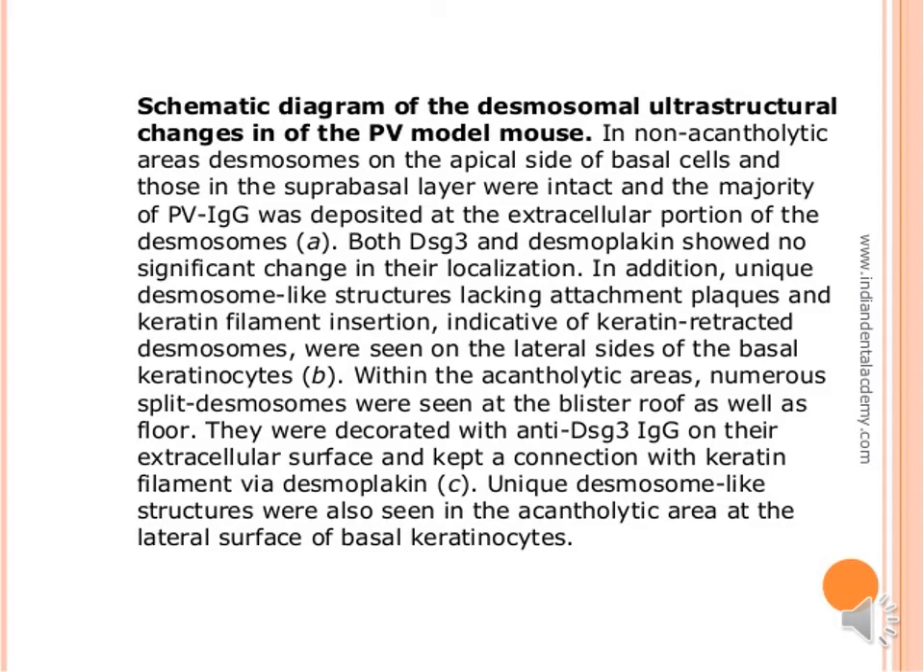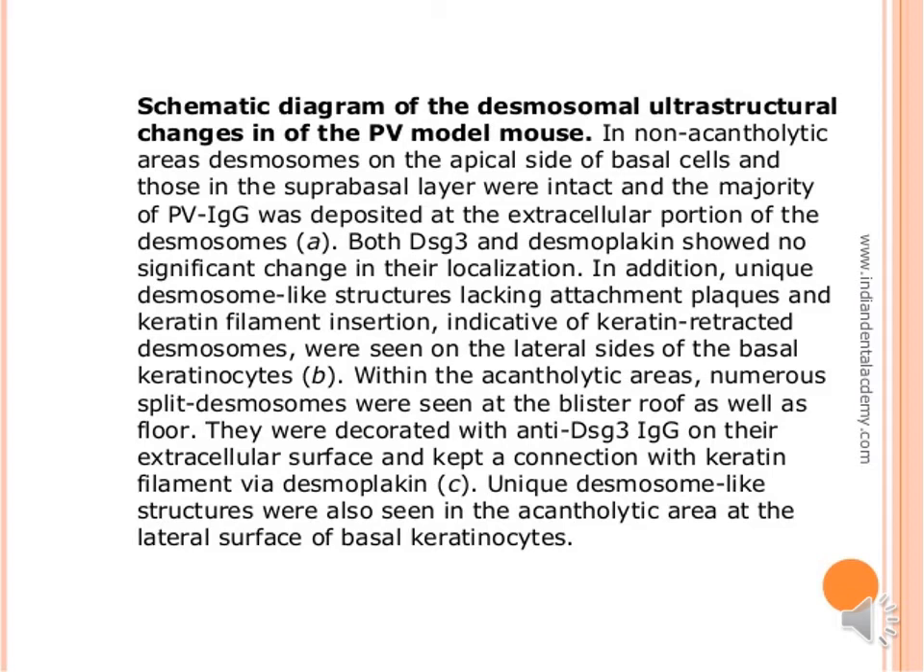In the non-acantholytic area, the desmosomes on the apical side of the basal cell and in the suprabasal layer were intact, and the majority of PV IgG was deposited at the extracellular portion of the desmosome. As in A, both DSG3 and desmoplakin show no significant change in their localization. In addition, desmosome-like structures lacking attachment plaque and keratin filament insertion, indicative of keratin-retracted desmosomes, were seen on the lateral side of the basal keratinocytes.